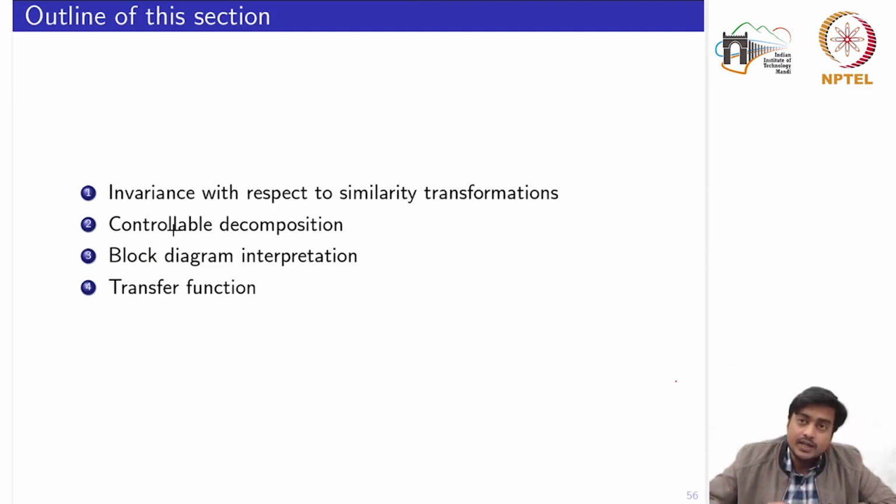The second one is the controllable decomposition. This is the most important point of this section, where we are going to show that if the rank of the controllability matrix is not equal to n, then it means that, let's say we have n number of states, right? That all the n number of states are not controllable. Now the question arises, are some of the states controllable? So here we are going to answer that by using some decomposition.